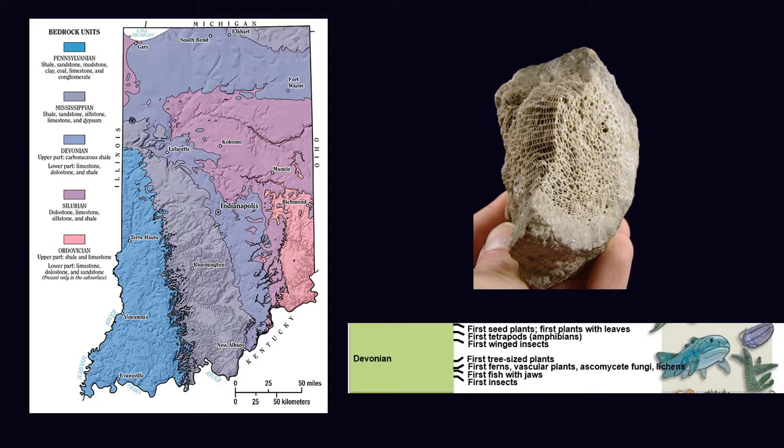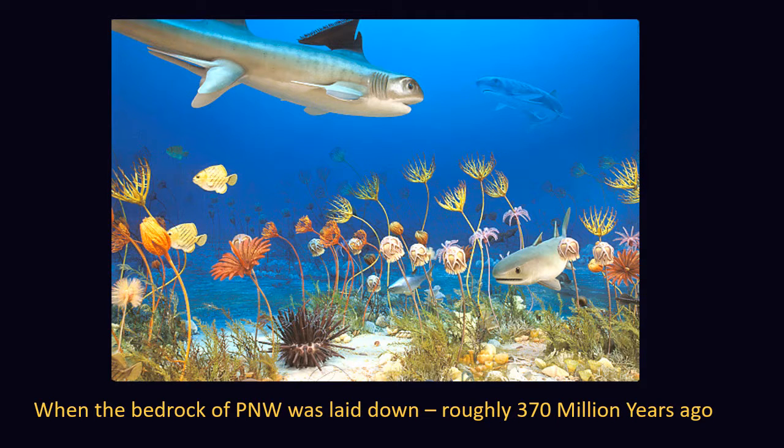It was a warm, shallow reef, so you actually see coral fossils from this area at this time. Sadly, no tetrapods crawling around on land. This is what it kind of looked like here when the bedrock was laid down. Again, it was a warm, shallow reef.